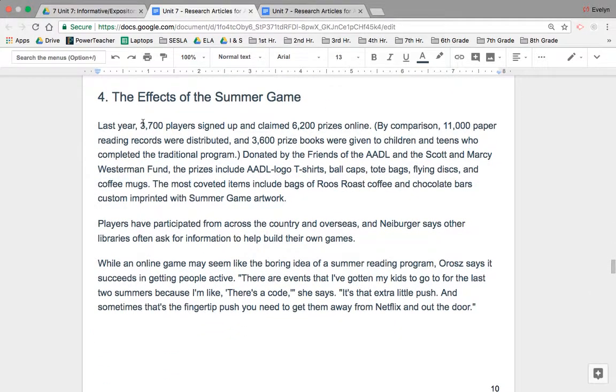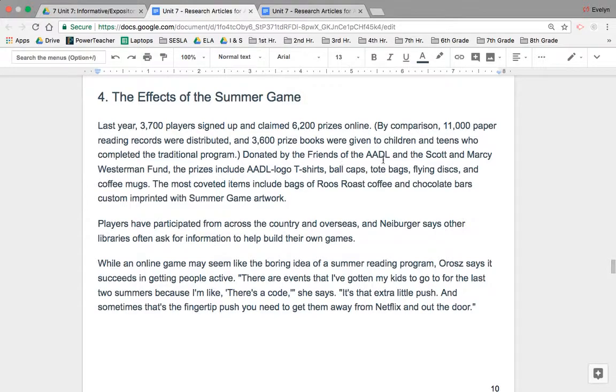Number 4, the effects of the summer game. I bet we're going to get some great statistics. Last year, 3,700 players signed up and claimed 6,200 prizes online. By comparison, 11,000 paper reading records were distributed, and 3,600 book prizes were given to children and teens who completed the traditional program. It's a pretty big difference.